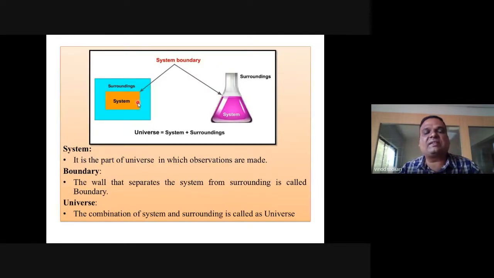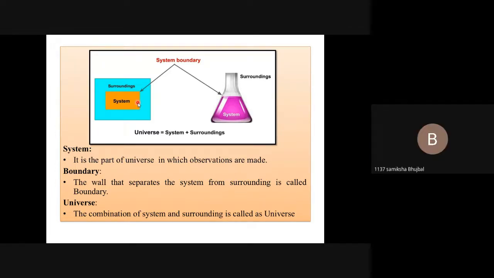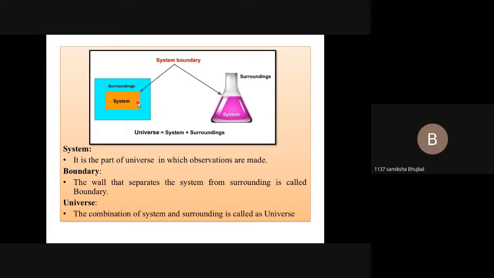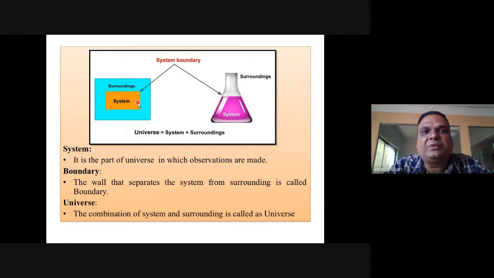Now let us understand what is system, what is surrounding, and what is boundary. Can anyone tell me what is a system? It is the part of universe. Excellent. Can you complete the statement? In which observations are made. Excellent. It is the part of universe in which observations are made. Means what? System is the part of universe which is selected for study.